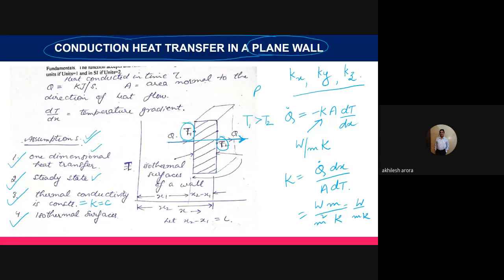And one more thing we have shown here, the axis also. I am saying that the left face of the wall is at a distance x1, whereas the right face of the wall is at a distance x2. You can see it here. This is at a distance x2 and this is at a distance x1. So the thickness of the wall is x2 minus x1, and I have assumed that x2 minus x1 is equal to L, which is basically depicting the thickness of the wall. What is L? It is the thickness of the wall.